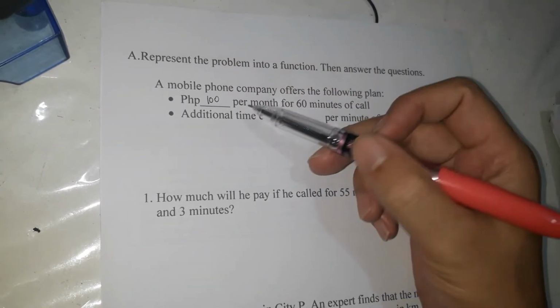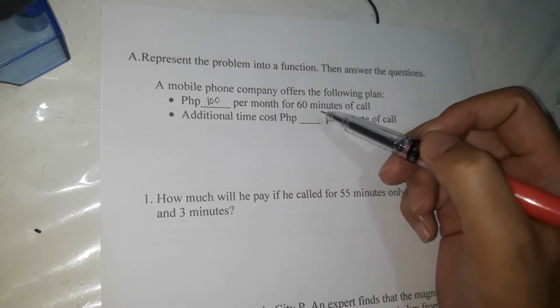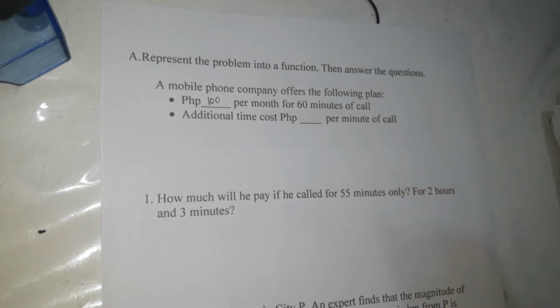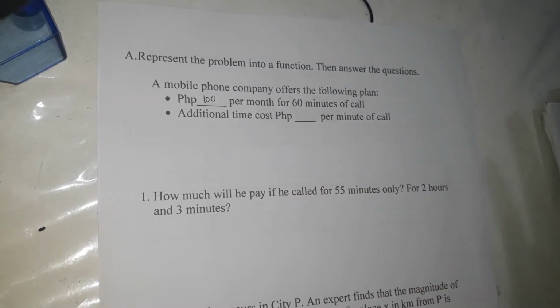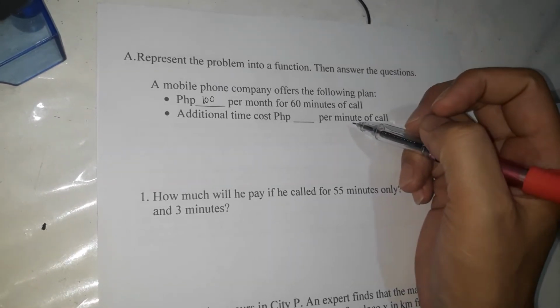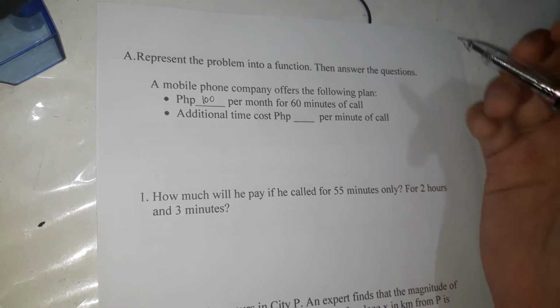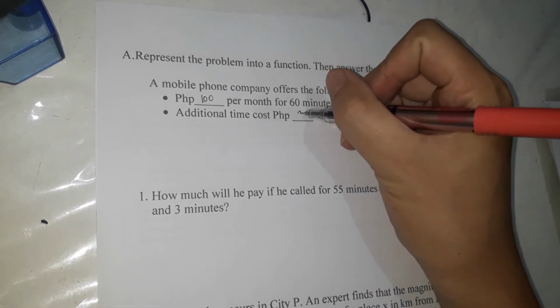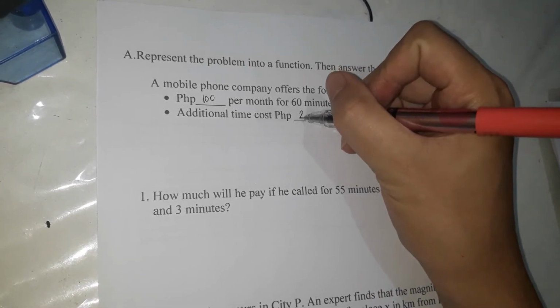So, ibig sabihin, 100 ang babayaran niya for the first 60 minutes of call. So, kapag nakatawag na siya after 60 minutes, iba na ang babayaran niya. After 60 minutes, kada minuto, babayaran niya ito. So, per minute, it's up to you what number you're going to have. You can have 1 peso, 2 pesos, 3 pesos. But for this, we're just going to have 2 pesos per minute of call.